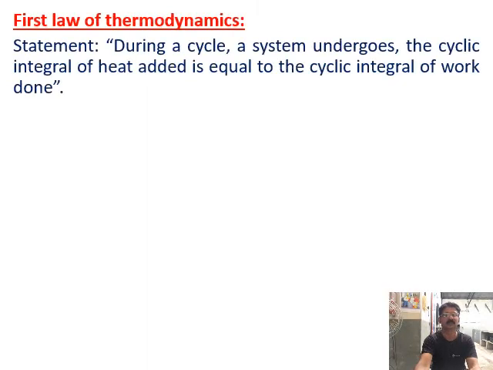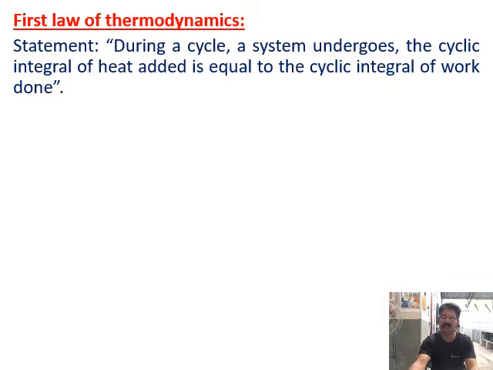Now the statement of the first law of thermodynamics. Statement: during a cycle a system undergoes, the cyclic integral of heat added is equal to the cyclic integral of work done. So the condition here is that the system should undergo a cycle. All of you know what a cycle is. Cycle means the system should come back to its initial state.